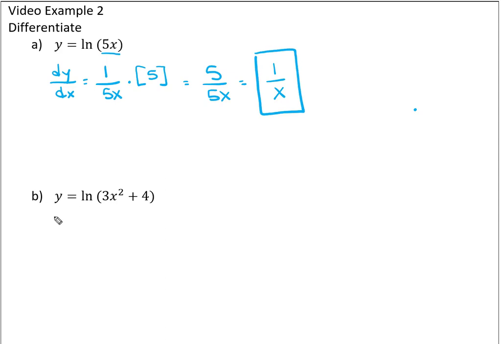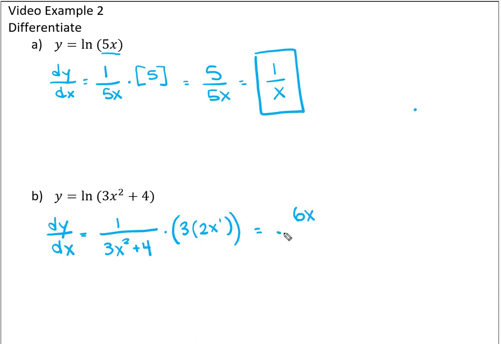We have our function, so we want to find the derivative of the function dy dx. We're going to say the natural log derivative is 1 over the part that's inside the natural log. And we're going to multiply that by the derivative of this part. So that would be 3 times 2x to the power of 1, plus the derivative of 4, which is just 0. Let's rewrite that. That becomes 6x over 3x squared plus 4. And there's nothing else I can do to simplify this, so that's my final answer.